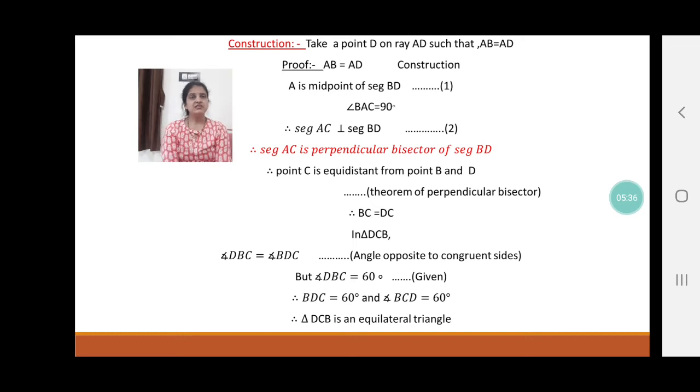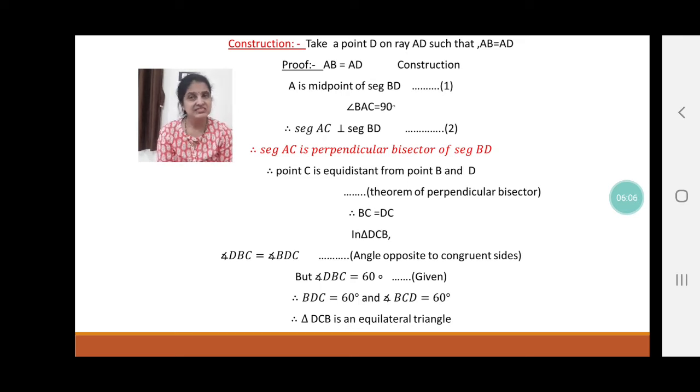Here AB is equal to AD. This is by construction, so we can say that A is the midpoint of DB. As A is the midpoint of DB, and from A a perpendicular is drawn, we can say that AC is a perpendicular bisector of BD.